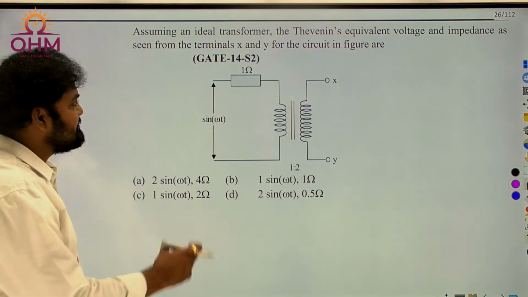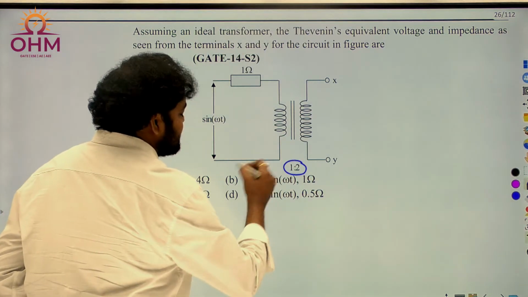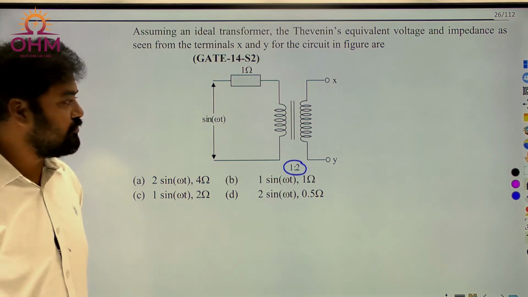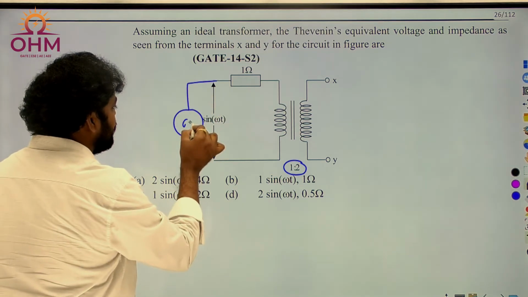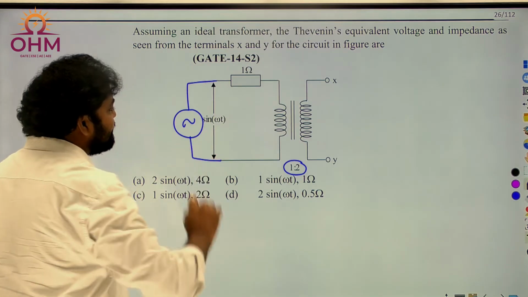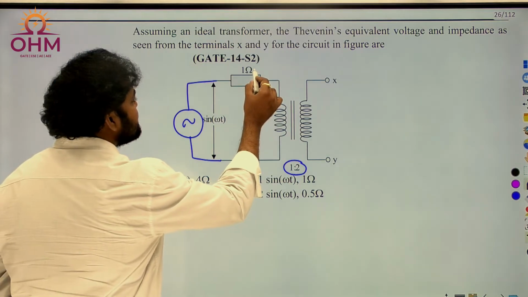Okay, a very simple question. You can look at the turns ratio given for this transformer. The turns ratio is 1:2. On the primary side we have a voltage source. This is indirectly the voltage source. The magnitude of the voltage source is sine omega t, and the series impedance is 1 ohm.